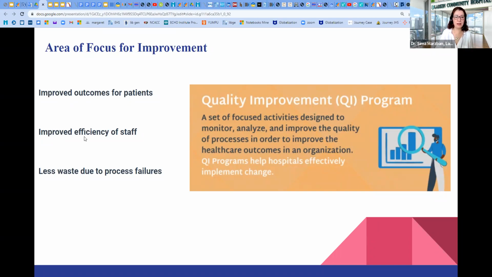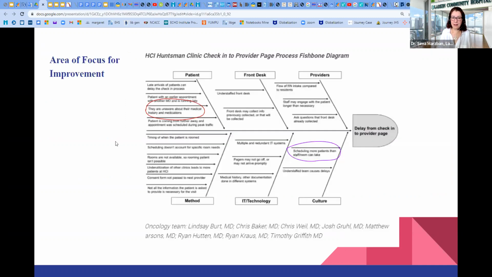We should focus on improved efficiency of staff and less waste due to process failure. We cannot solve all of those factors in our Rich Picture or in the Fishbone. So we should be very precise and applied in our approach to quality improvement.